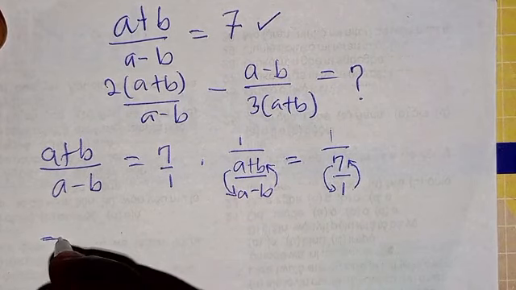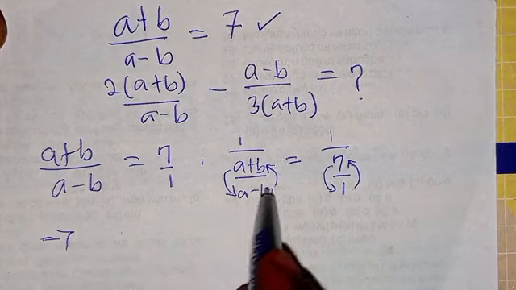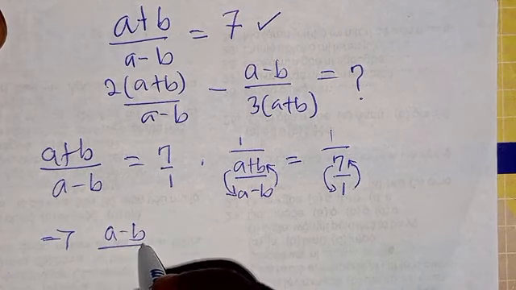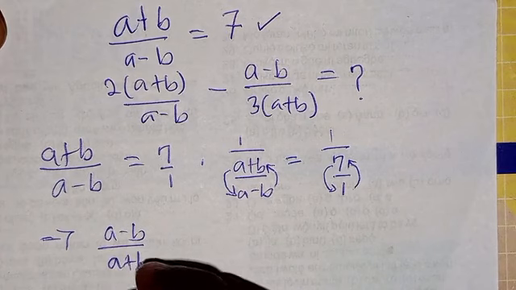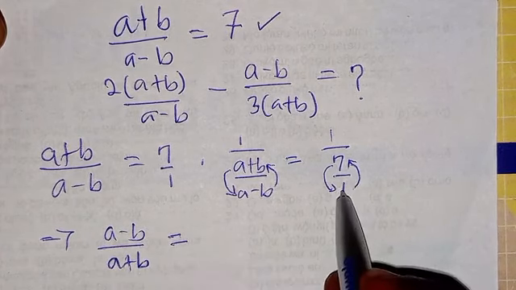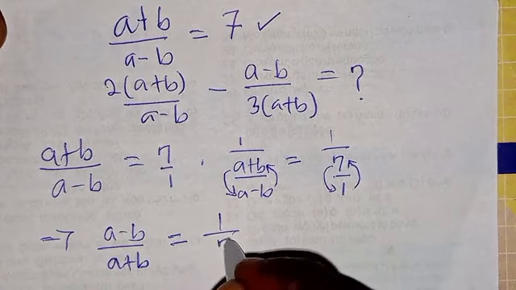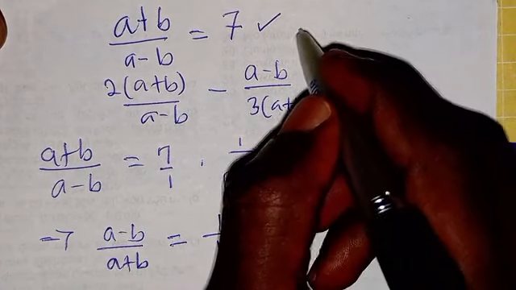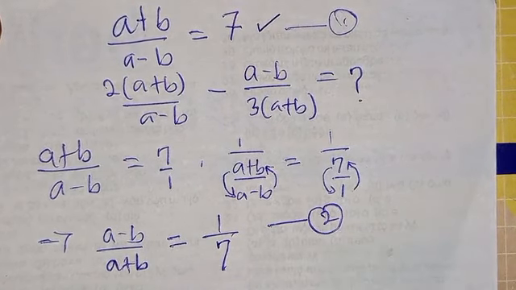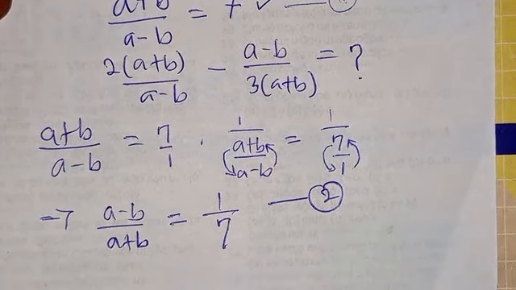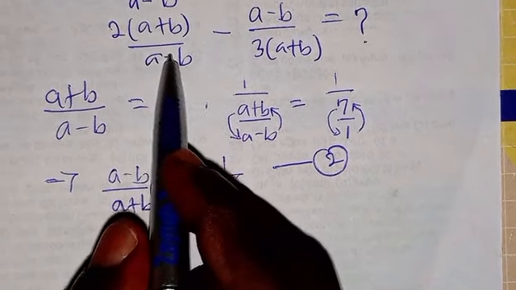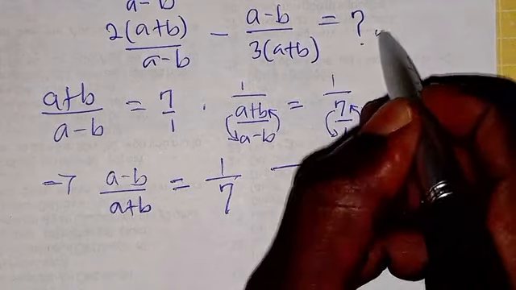Therefore we have (a - b)/(a + b). Are you getting it now? Which equals 1 will go up, then we have 7 down. So now when you look at this, this is equation 1 and we have this equation 2 here. So we are going to be using it in substitution.